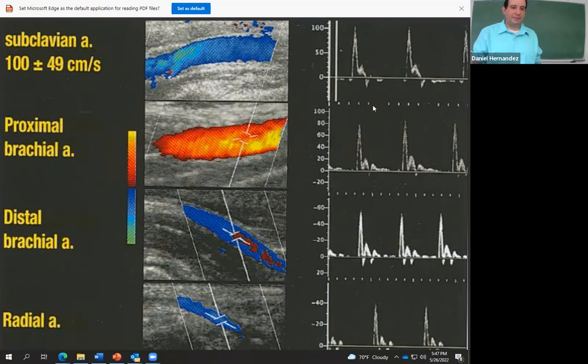They have very tight spectral envelopes, clean spectral windows. They're very triphasic. This one even looks like it has more triphasic, to be honest. But again, all these arteries have nice high resistant waveforms, nice sharp peaks, nice fast deceleration. So these are all nice, healthy, patent, normal peripheral artery waveforms. So these are what things should look like.